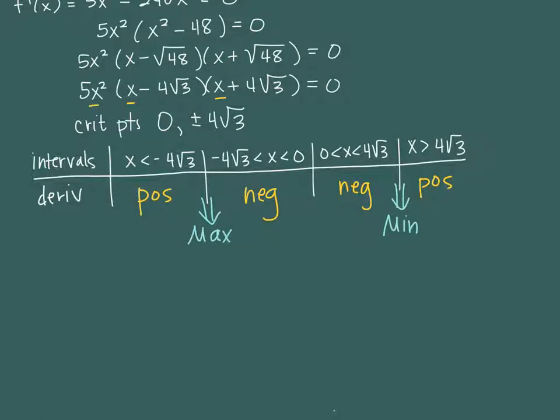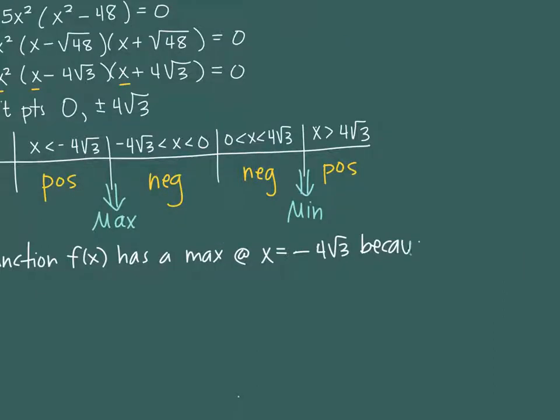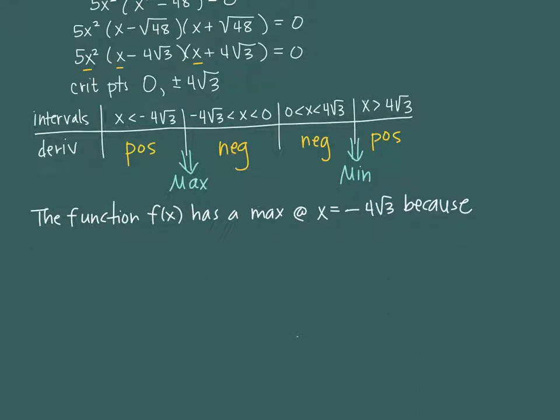So we'll summarize that, and we'll say the function f of x has a max at x equals -4 rad 3 because, and the reason is always based on the derivative, because f prime of x changes from positive to negative.